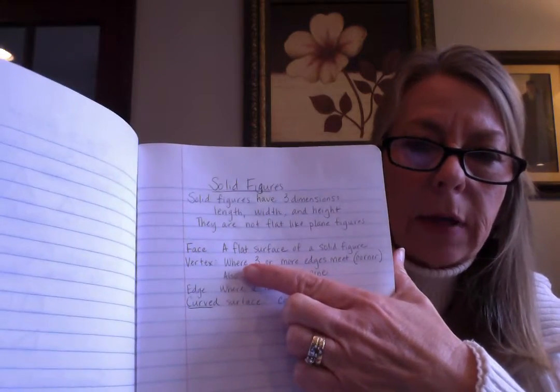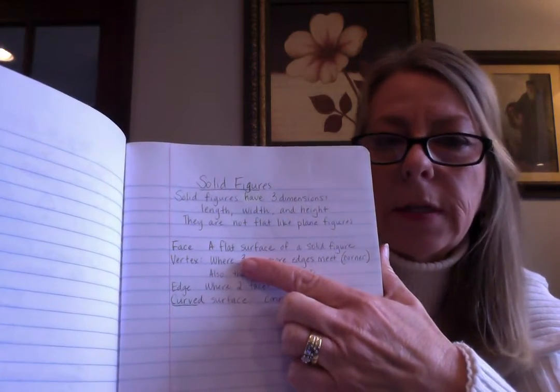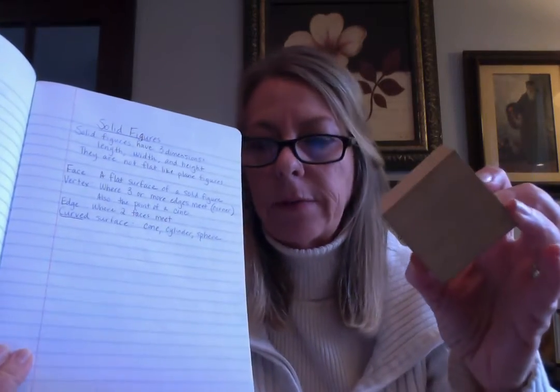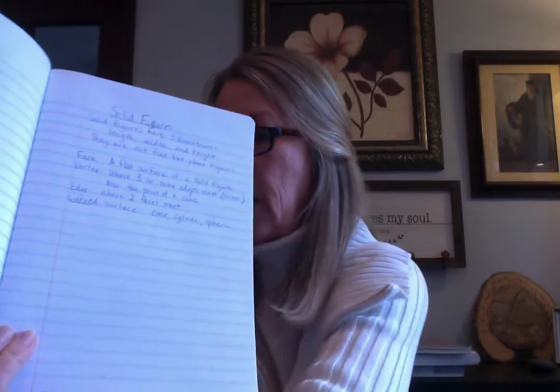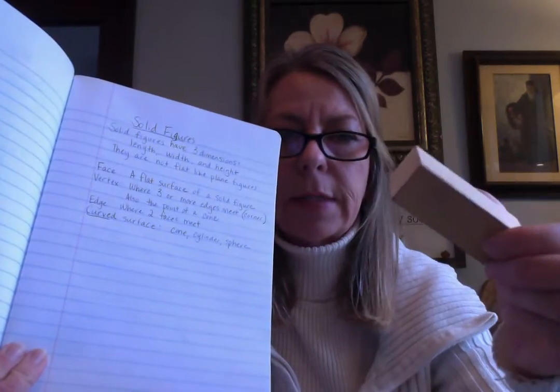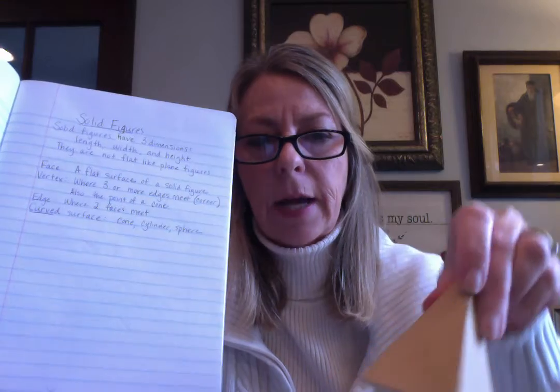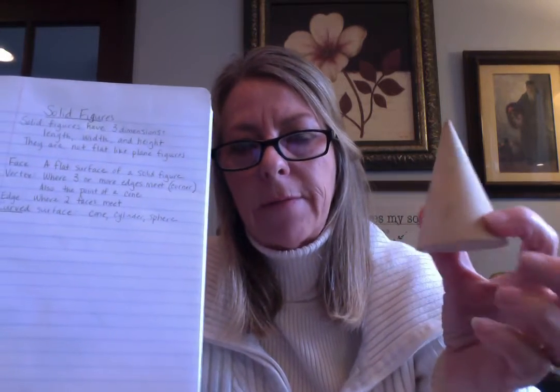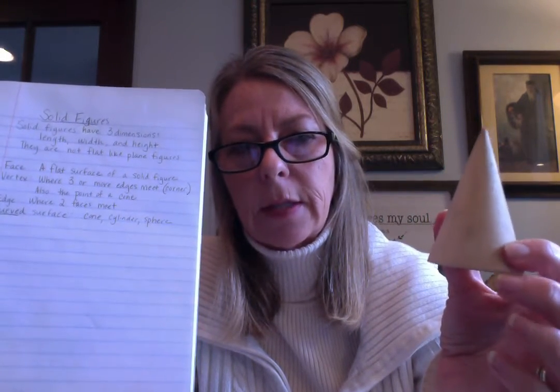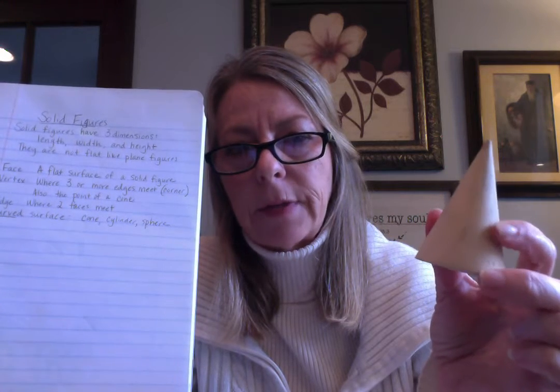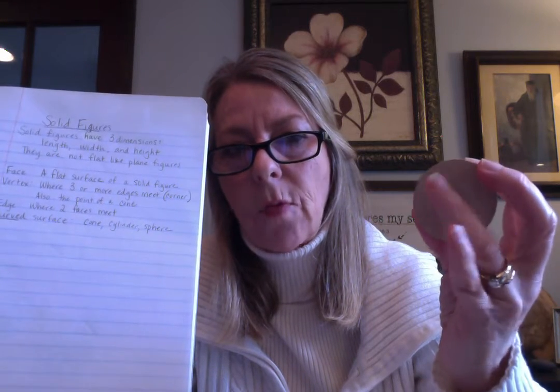A face, okay? A face is a flat surface of a solid figure. So on the cube, we have 6 different flat faces, okay? We have 6 different flat faces for this one. We have 5 flat faces, right? They're triangular, and then there's the square at the bottom, okay? On the cone, how many flat faces? How many faces do you see on this one? How many flat surfaces? There's just that one, right?